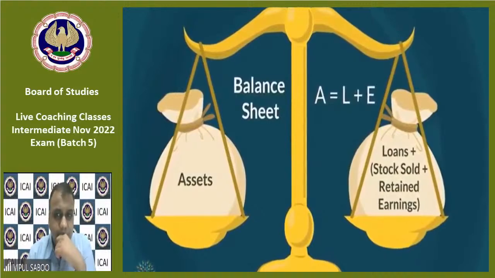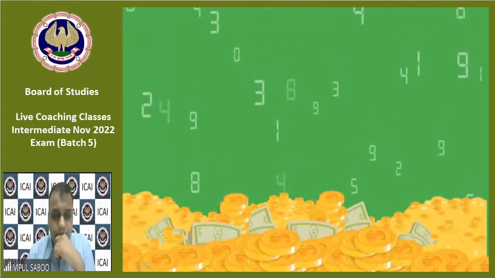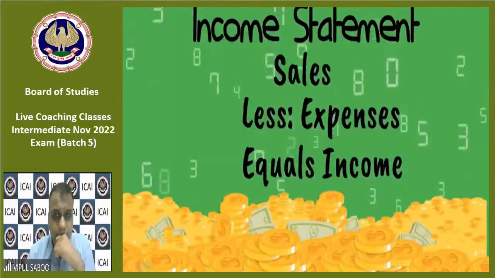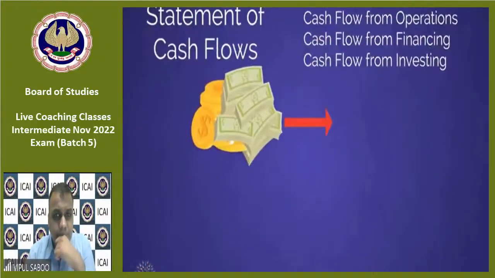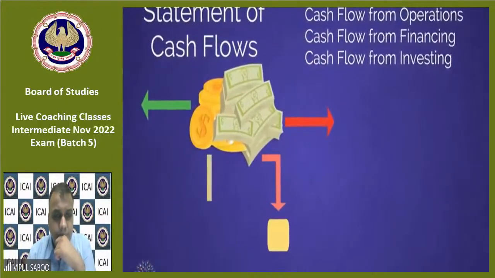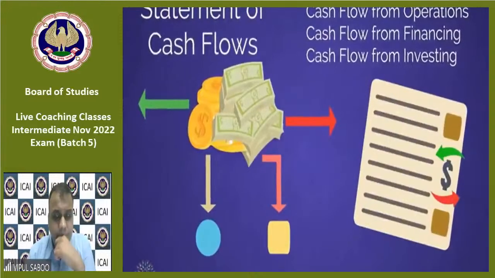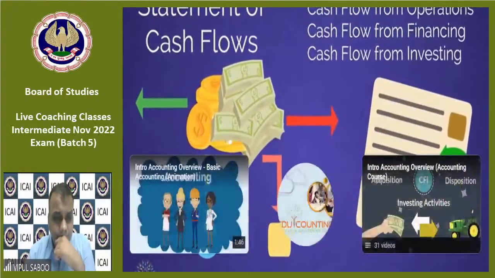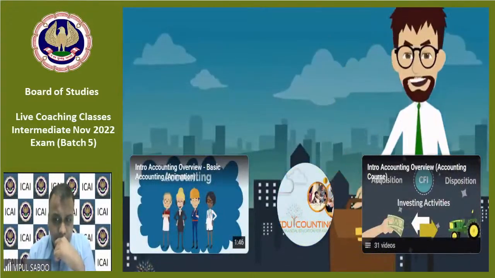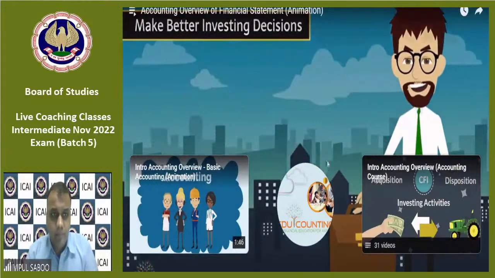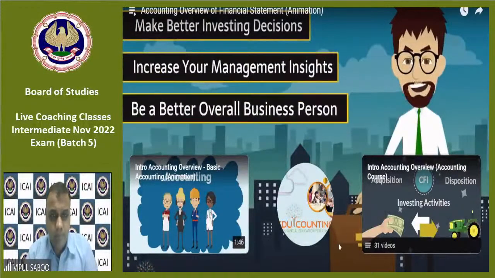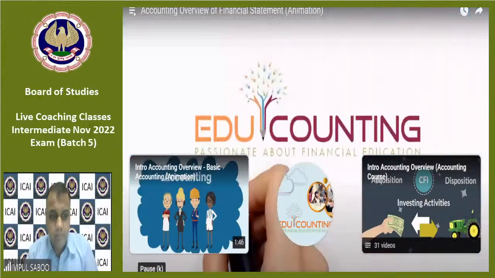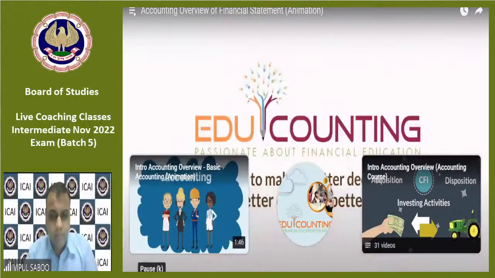This is the balance sheet. The income statement shows how much income is left over after you subtract expenses from your sales. Understanding how cash flows through the company gives insights into whether the company collects money from customers, how it pays its debts, and where it invests. By understanding the rules, you will be able to make better investing decisions, increase your management insights, and be a better overall business person. Thanks for listening. Here's to making better decisions based on better data and better education.